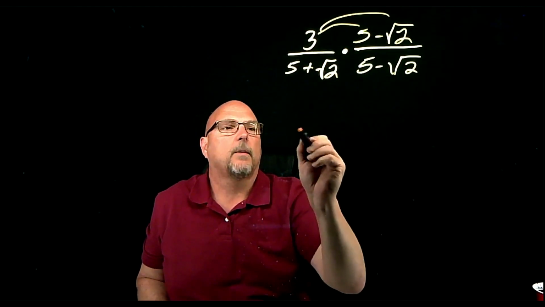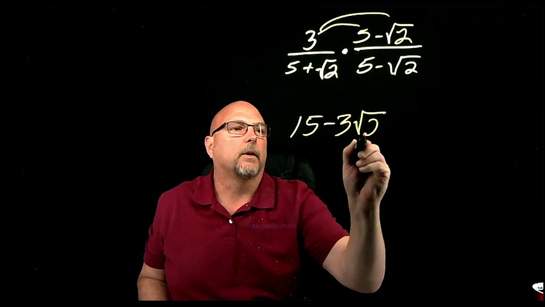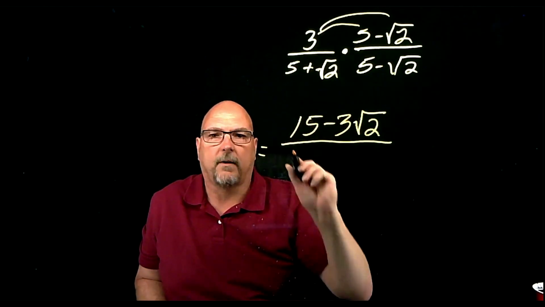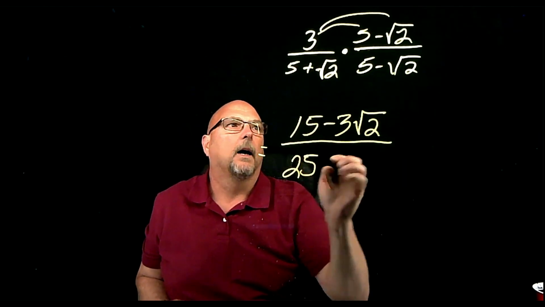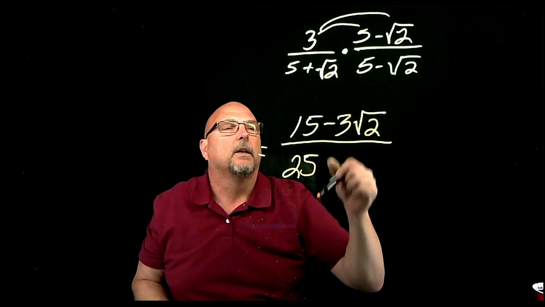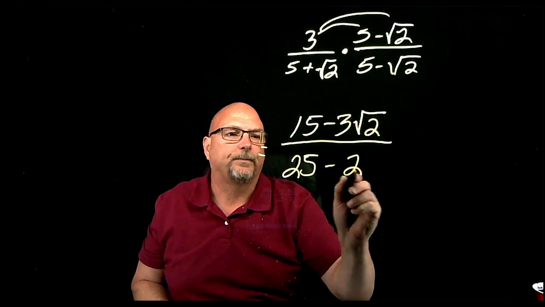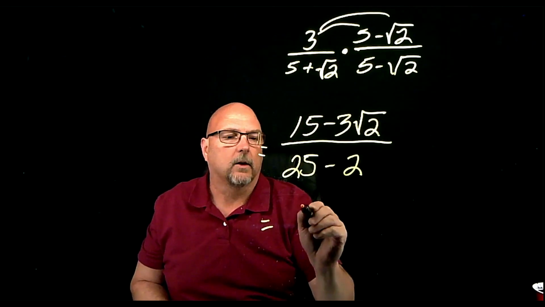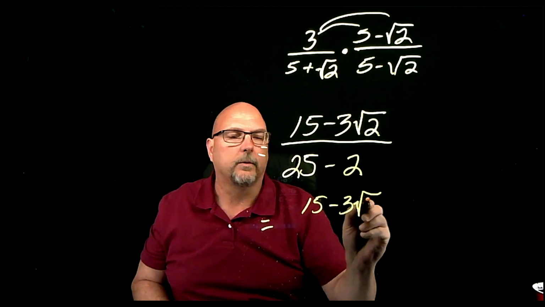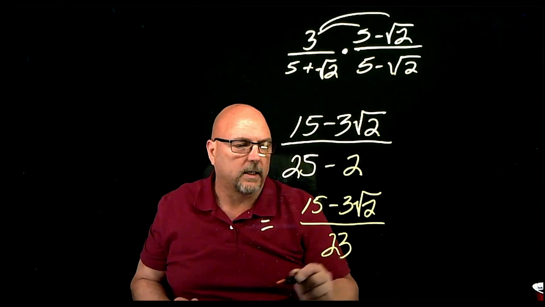I suppose I can distribute. That would give us 15 minus 3 times the square root of 2. And in the denominator, first times first, 5 times 5 gives you 25. And then the outers and the inners will add off. That's why we use this conjugate. The square root of 2 times negative square root of 2 is just minus 2. So the bottom simplifies a little bit. In the top you have your 15 minus 3 root 2, and in the bottom, 25 minus 2, that's 23.